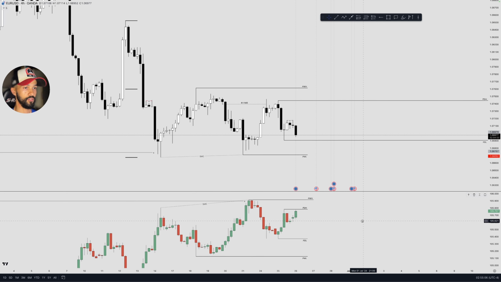Now, what I would like to draw to help me with my bias is DXY, because DXY is trending, right? We have high high, high low, high high, higher low. Okay, so we're not stuck in that same weird weak high, weak low situation there.